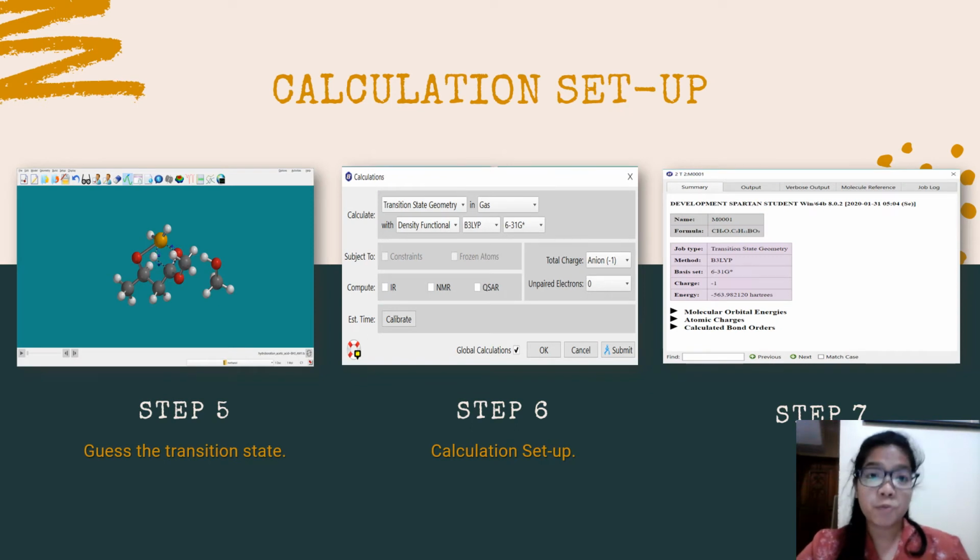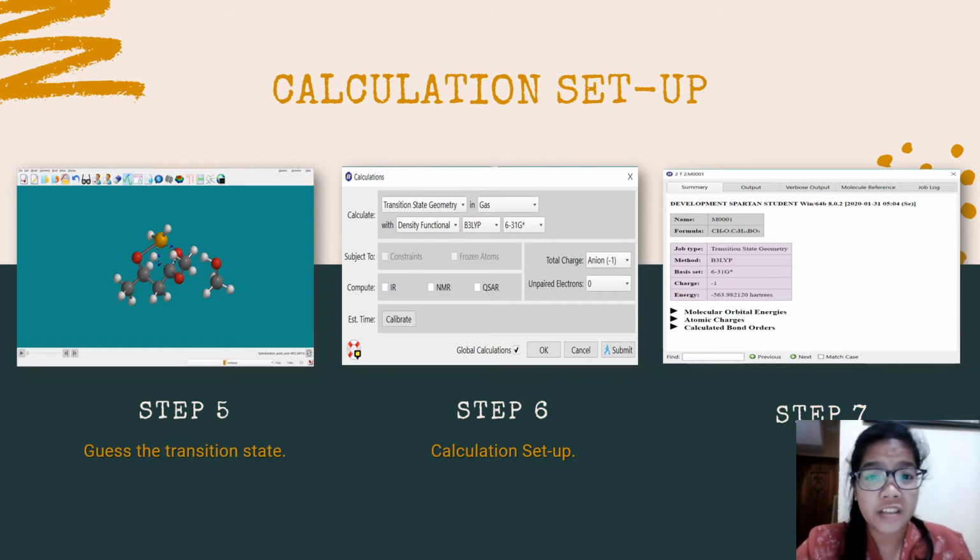For step number 5, the transition state dialog from the build menu was used to have a guess as to what the transition state looks like. If an exact match is unavailable in the database, it will attempt to provide a structure as close as possible, or else there is probably an error in the placement of arrows. For step number 6, the calculation setup.